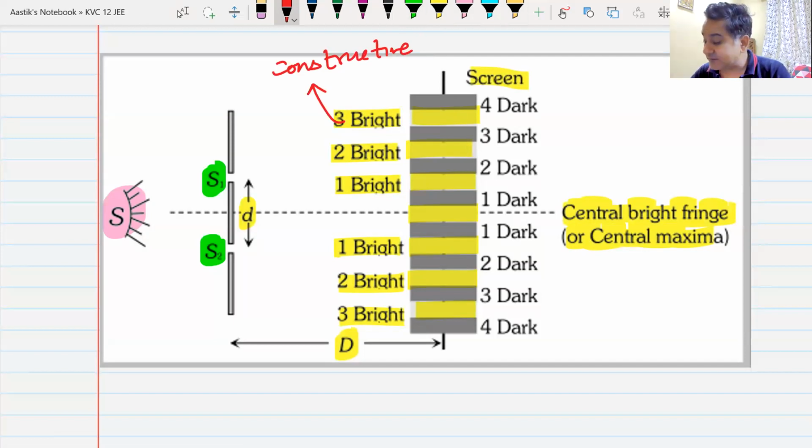In between those brights, we have darkness. We have darkness, darkness, darkness.